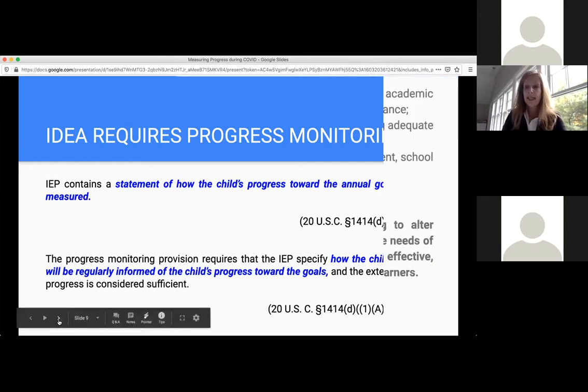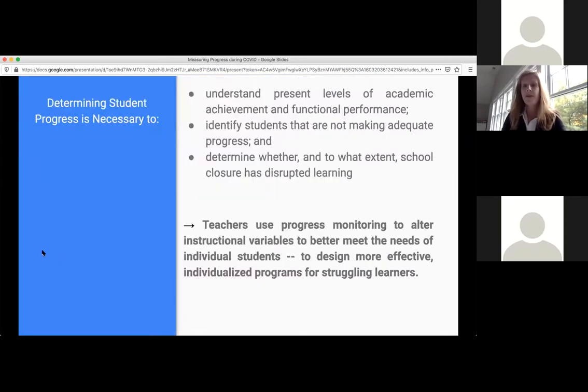So why is it important to determine student progress? It may be obvious, but I think it's worth really understanding the why behind it. We need to determine student progress in order to understand the present levels of academic achievement and functional performance of your child. This is very specific, detailed, explicit information about the grade level performance of your student. It is a description of your child's strengths and weaknesses. It helps us understand what limits or interferes with your child's learning. It's usually in the form of objective data from current evaluations, but it's a picture as well as to how the disability of your child affects his or her ability to be involved in and to progress in the general education curriculum. So that is the first component as to why we need to do this.